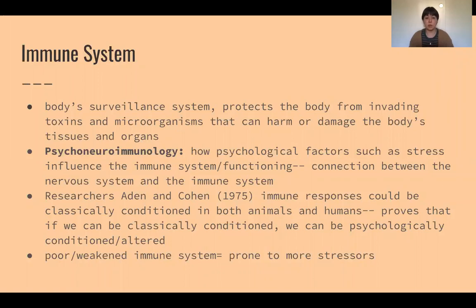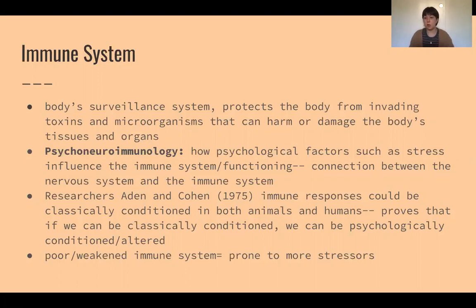It's basically our body's surveillance system, which protects the body from invading toxins and microorganisms that can harm or damage the body's tissues and organs. And psychoneuroimmunology is how psychological factors such as stress influence the immune system and its functioning. So it shows us that there's a connection between the nervous system and the immune system.